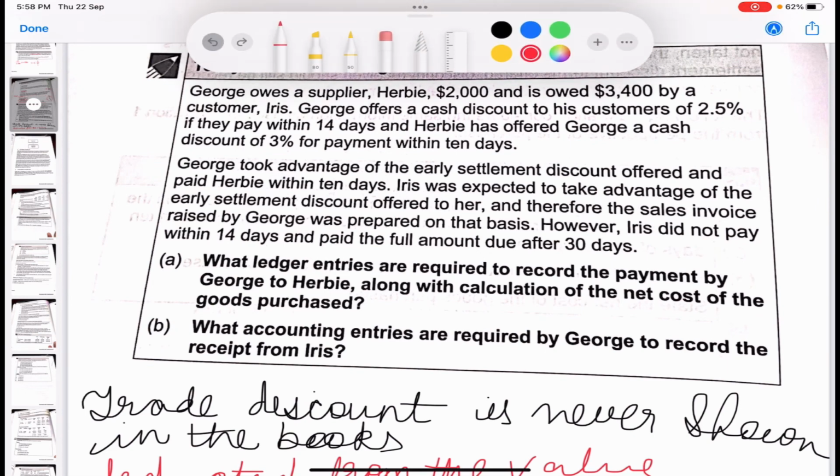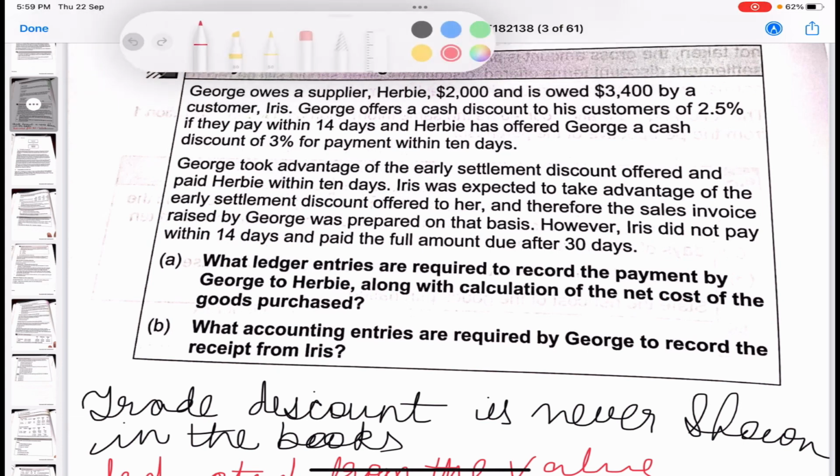test your understanding is. George owes a supplier Herbie $2,000 and is owed $3,400 by a customer Iris. George offers a cash discount to his customer of 2.5% if they pay within 14 days, and Herbie has offered George a cash discount of 3% for payment within 10 days. George took advantage of the early settlement discount offered and paid Herbie within 10 days. Iris was expected to take advantage of the early settlement discount offered to her, and therefore the sales invoice raised by George was prepared on that basis. However, Iris did not pay within 14 days and paid the full amount due after 30 days.